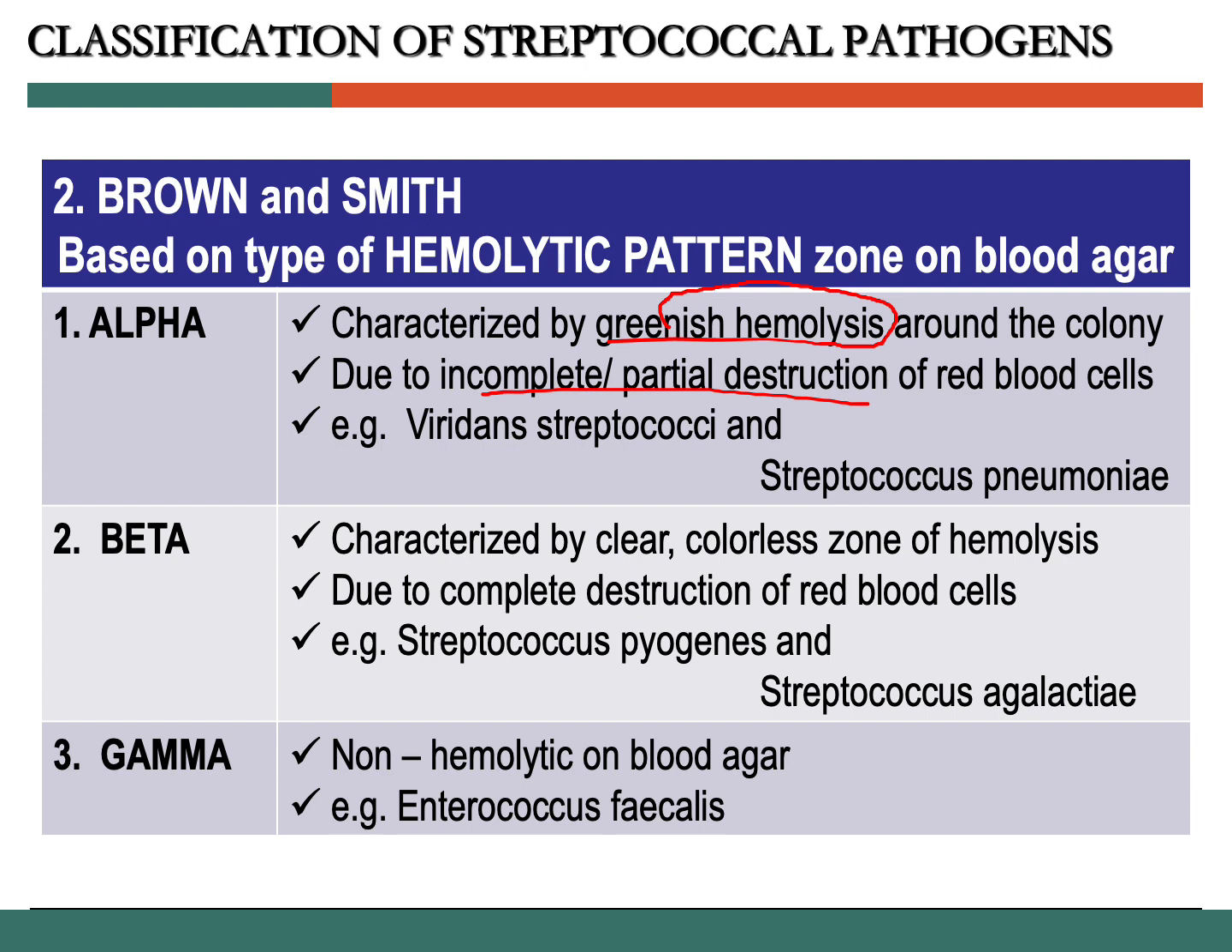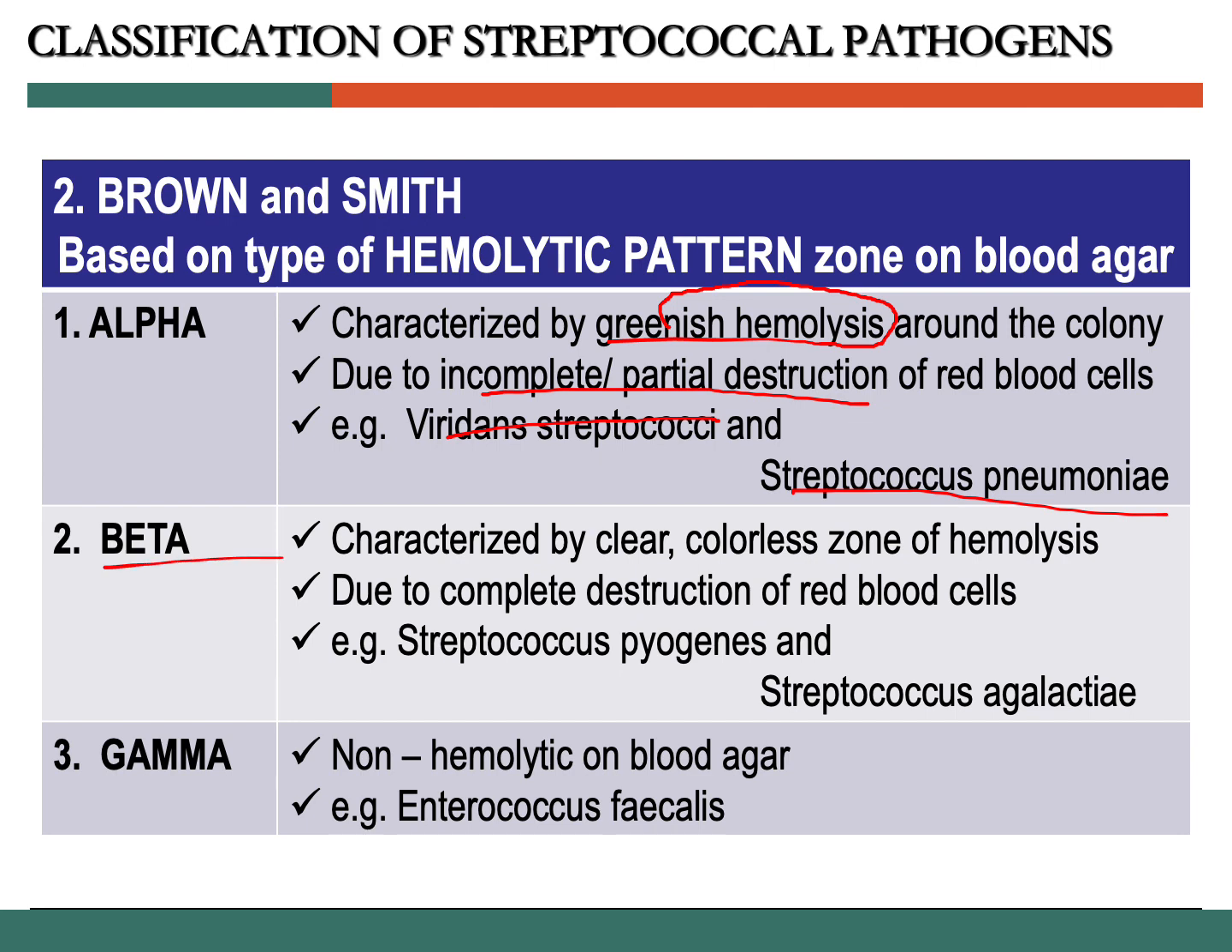Common examples are Streptococcus viridans and Streptococcus pneumoniae. Later on, we'll learn how to differentiate these two, since both are alpha hemolytic organisms. The next type is beta hemolytic.